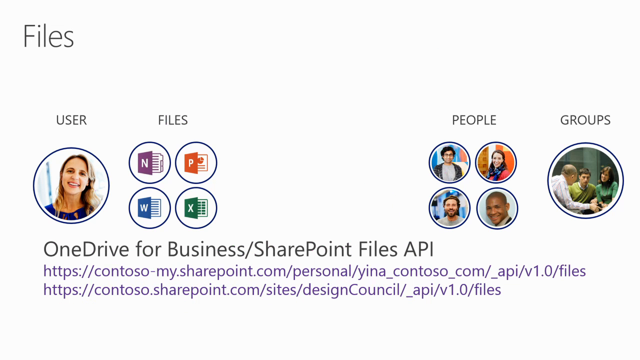And then the files. This is OneDrive. This particular endpoint is for OneDrive for Business, where you can say, hey, get me the users' files from their OneDrive for Business. Or you can also go to a default document library in SharePoint for a SharePoint site if you just want to put some documents for a site. Otherwise, you can just use the files API to access users' documents.